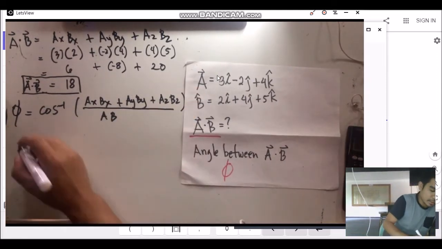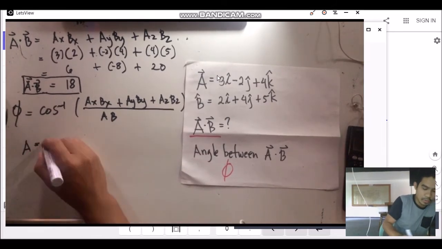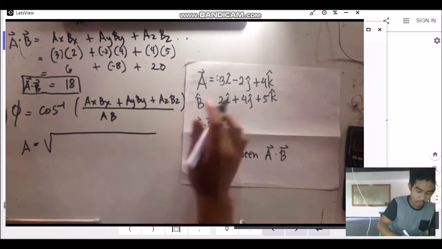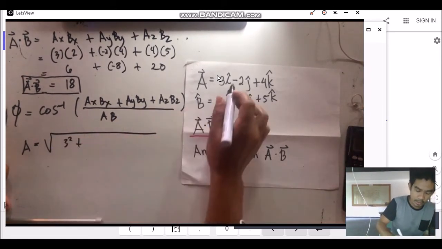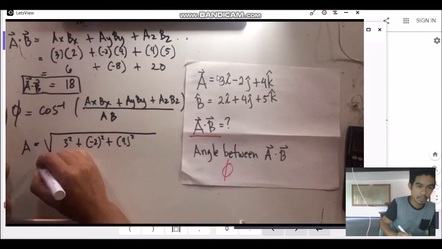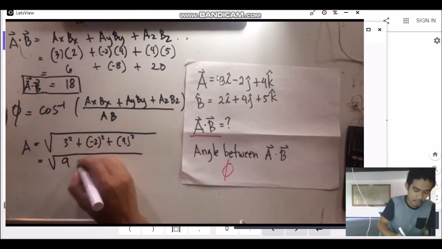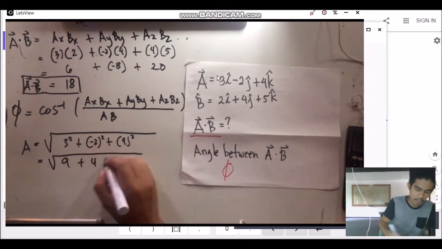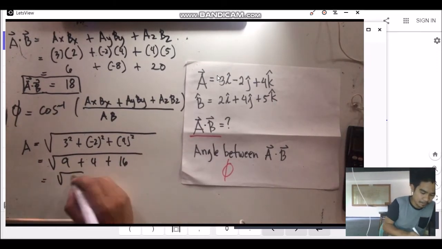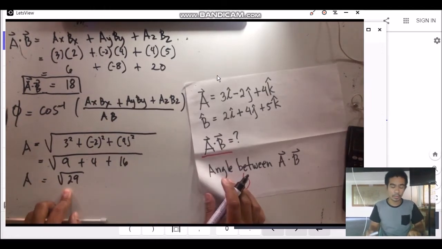Okay, so the magnitude of vector A is the square root of AX squared, so that's 3 squared plus negative 2 squared plus 4 squared. Then that is 9 plus 4 plus 16, that's the square root of 29. So we have the magnitude of vector A, which is the square root of 29.